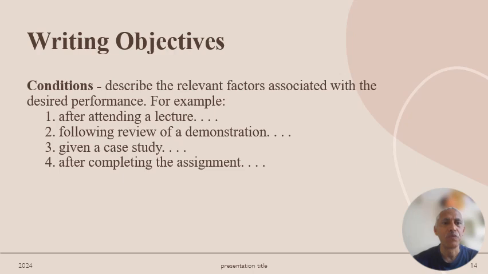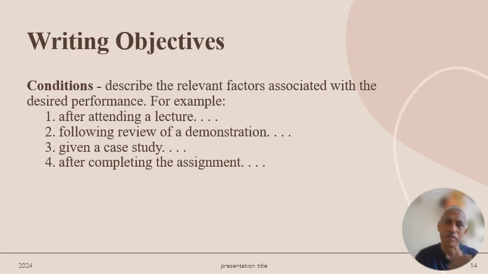Okay, so writing objectives, we said it has three components: condition, performance, and criteria or standard. Condition describes the relevant factors associated with the desired performance. For example, condition is when do you want the students to be able to perform whatever you want them to do? So you can say, like in the objective I gave you, by the end of the class.